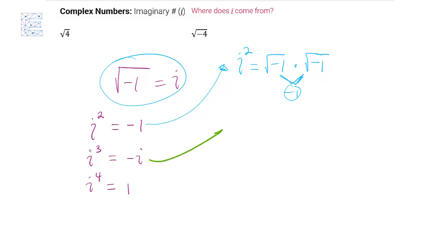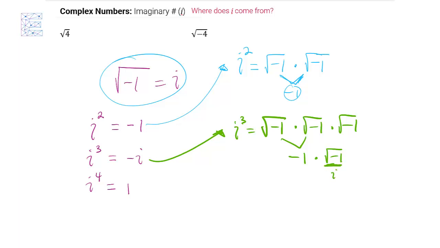I to the third power is also square root of negative 1 times square root of negative 1 times square root of negative 1. Once again, any radical times itself is simply the radicand. So it would be negative 1 times square root of negative 1. And then we know that the square root of negative 1, as we just found out, is I. Therefore, negative 1 times I is negative I. That's why the answer is negative I for I to the third.